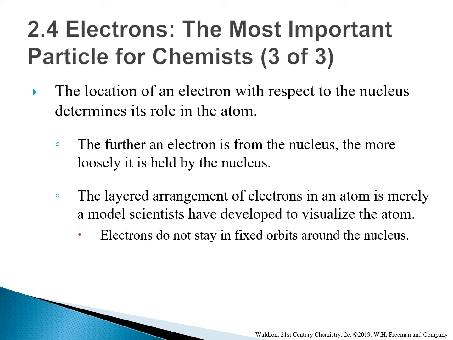The location of an electron with respect to the nucleus determines its role in the atom. The further an electron is from the nucleus, the more loosely it is held by the nucleus. The outermost electrons are involved in a chemical reaction. The layered arrangement of electrons in an atom is merely a model scientists have developed to visualize the atom. Electrons do not stay in fixed orbits around the nucleus.